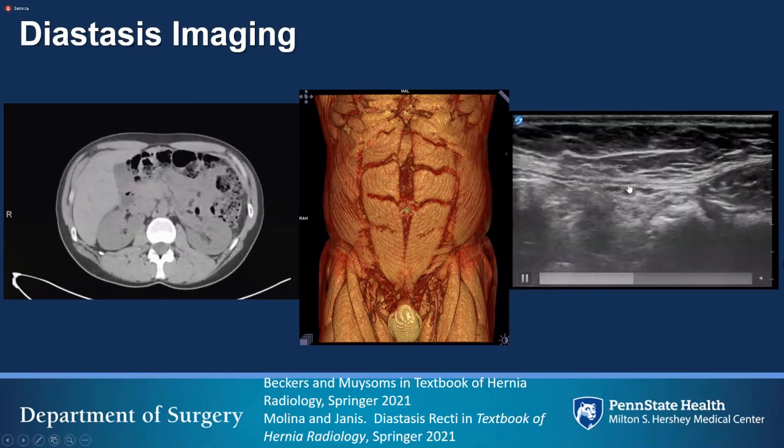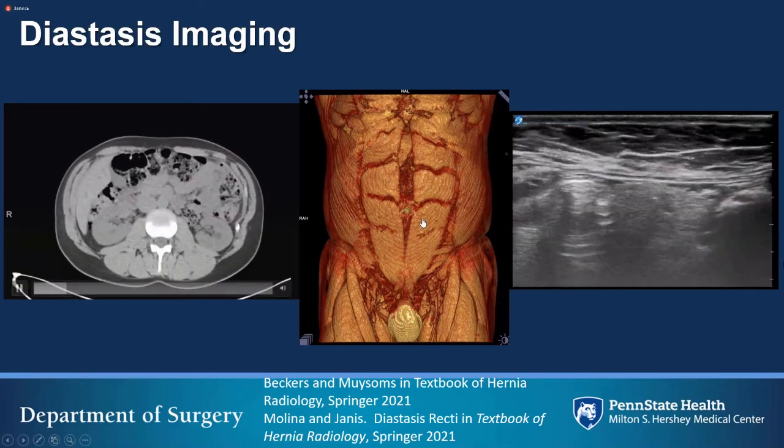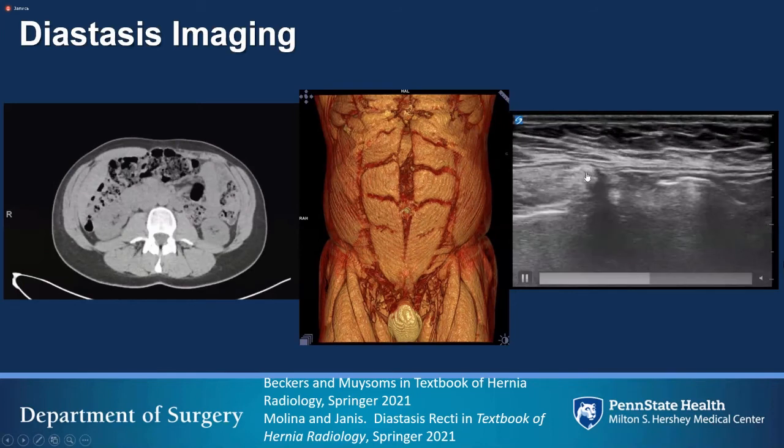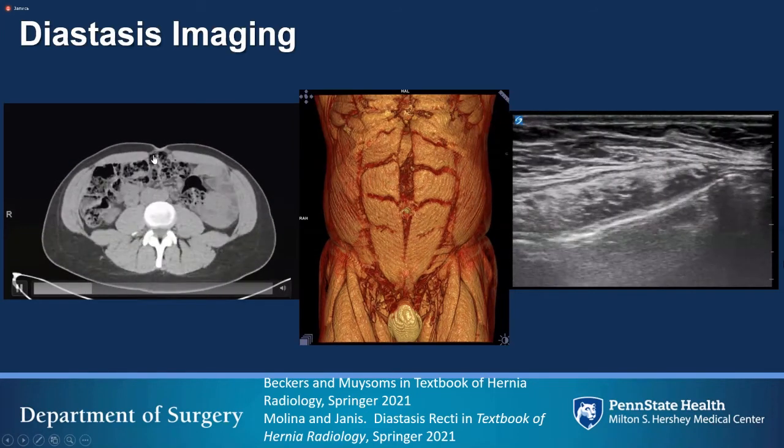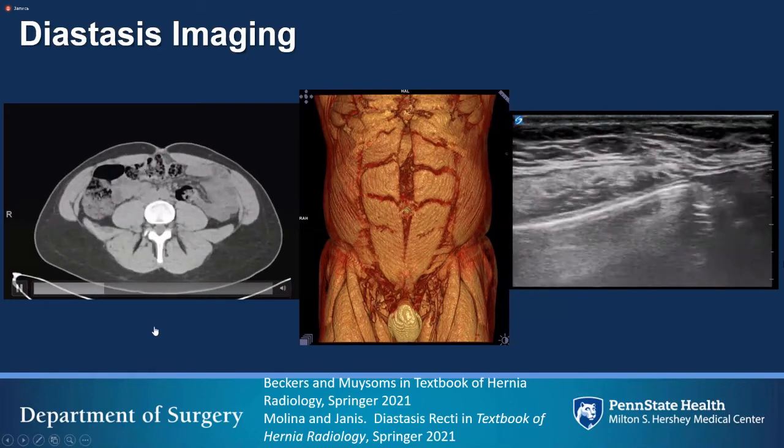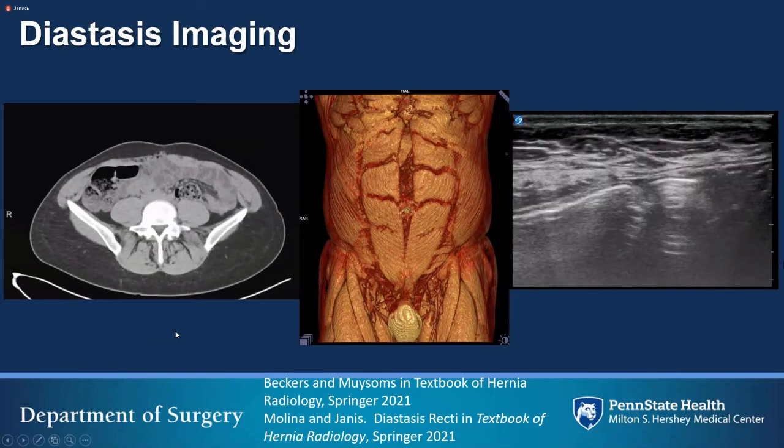This is the same patient, CT scan and ultrasound. You can see this very thin linea alba here with bowel underneath. There's the contralateral rectus on the right. Same patient here. Again, we can see this diastasis. We can see a little bit of herniation of some umbilical fat here as well.